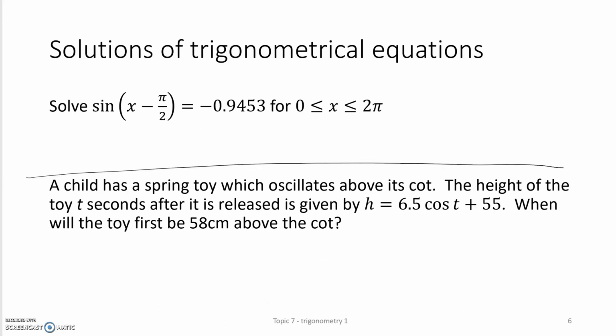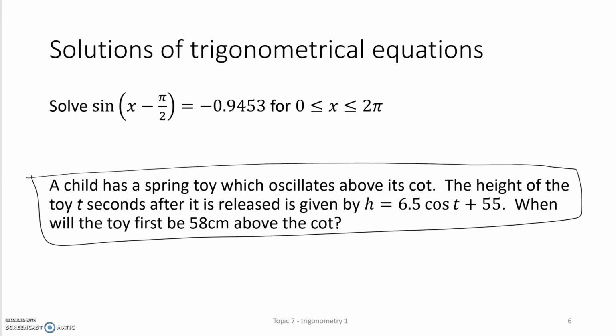This one we will do in class, but the first one we can do here. The first one says solve x minus pi by 2 equals negative 0.9, etc. Now we're here, we're in radians, so we just need to be a little bit more careful.